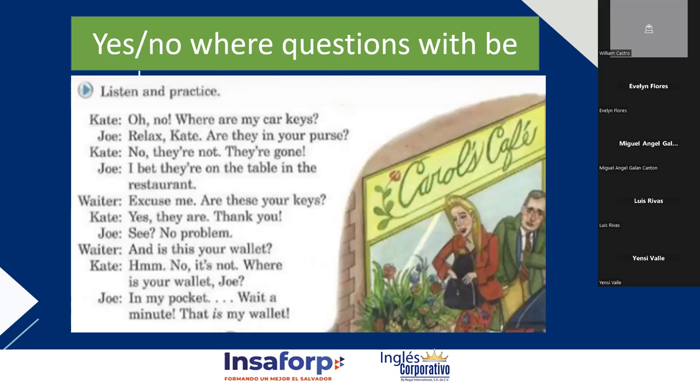No se pronuncia purse ni purse, se pronuncia purse.